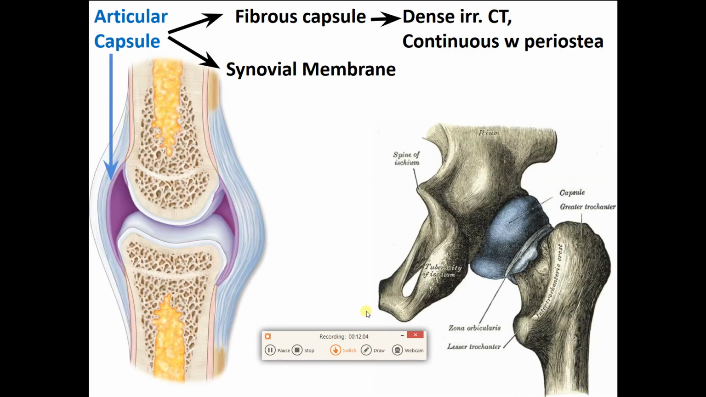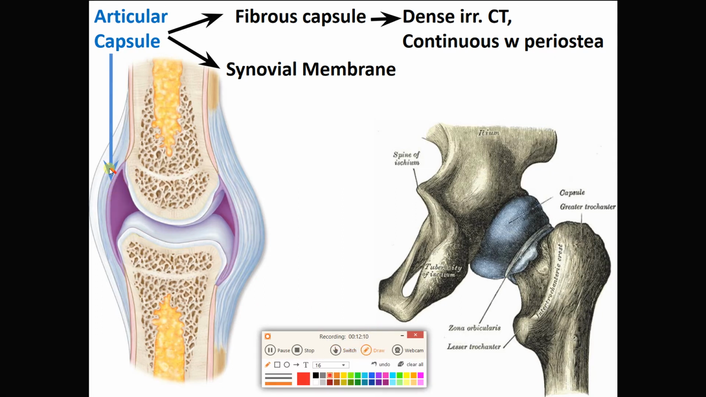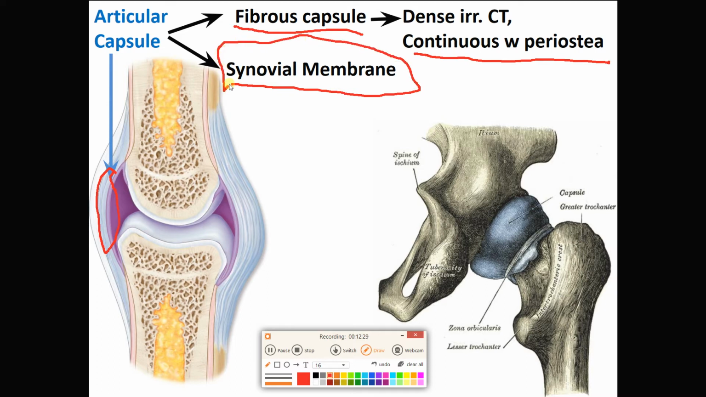I bet you can already figure out why we want fluid in these movable joints. All right. So the articular capsule, we see it down here. We see it down here. And it's got two parts. It has a dense, irregular connective tissue part called the fibrous capsule, which is going to be continuous with the periosteum of each bone. Then we have an inner part called the synovial membrane, which, as you can probably guess, is going to make the synovial fluid.